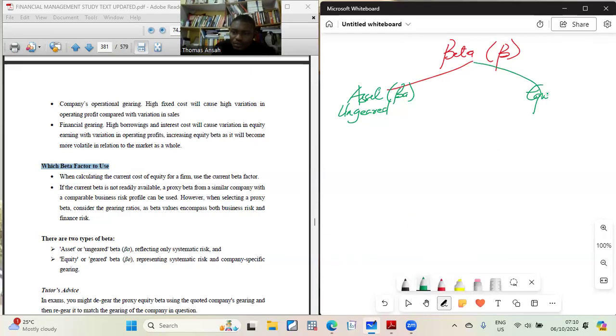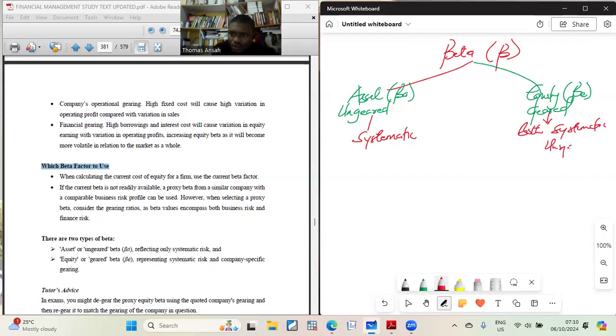Equity beta, which is beta E. That is for what we call a geared company. This one represents the systematic risk plus the unsystematic. Bear in mind, beta E is both systematic and unsystematic. Beta A is only systematic. So please bear that in mind. Like I said, the beta that we use in the CAPM formula is the one that focuses on systematic risk. So the beta that we use in the CAPM formula, for which KE is equal to RF plus beta times (RM minus RF), is beta A. Take note of that. All right, so that is what you need to understand.